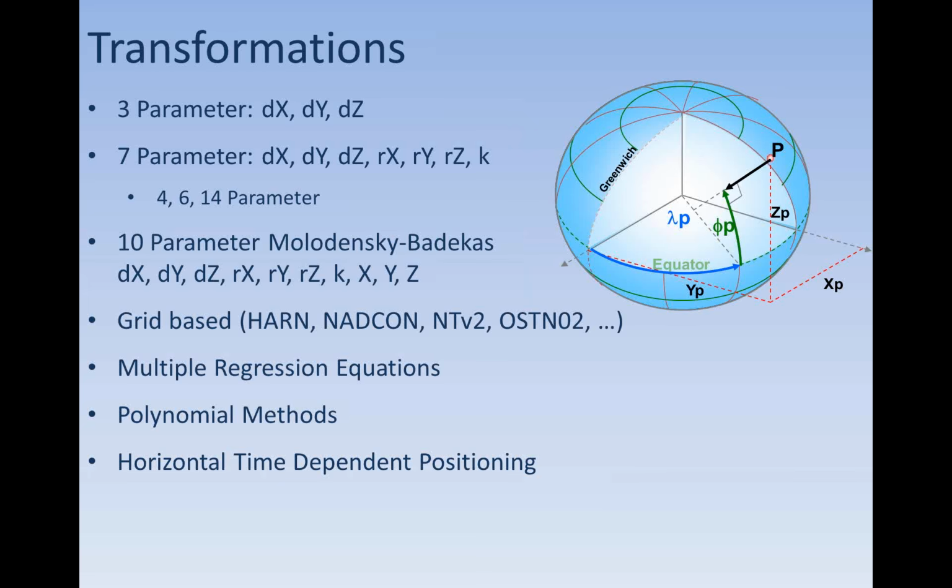So all of these different methods we're going to bump into here. We've got 3, 7, 10. We have grid-based methods, multiple regression equations, polynomials. All of these are different kinds of math, and depending on the derivation they come with, they're going to come with different levels of accuracy.